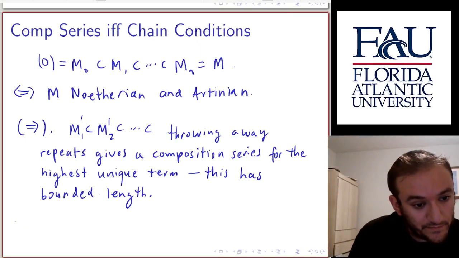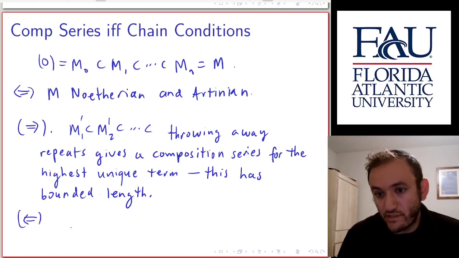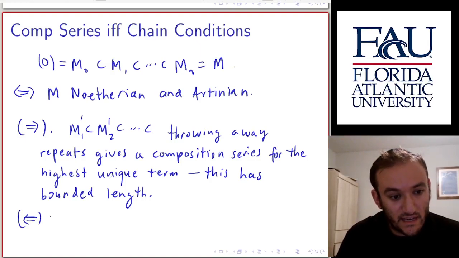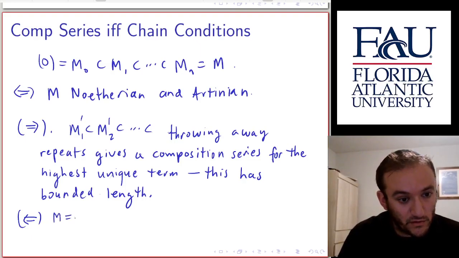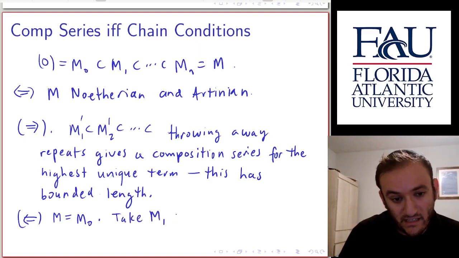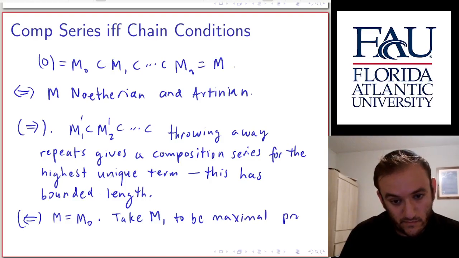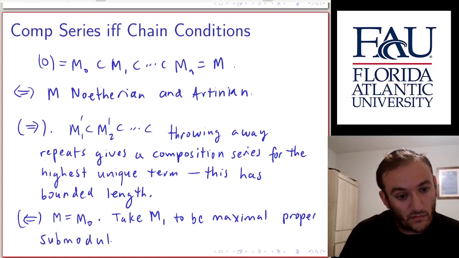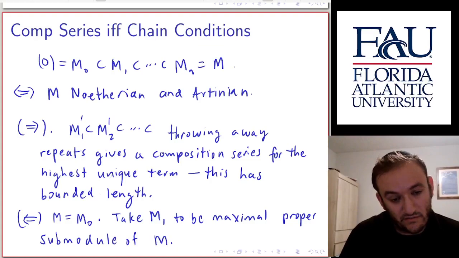Going the other direction, so we have our module, it's Noetherian and Artinian. So because it's Noetherian, it has the maximal property. So let's take the maximal proper submodule of M. So we have M equals M0. Okay, so take M1 to be the maximal proper submodule of M, and then continue inductively.